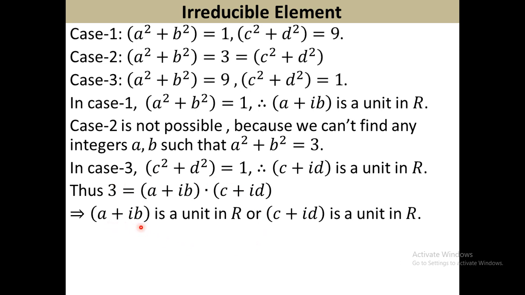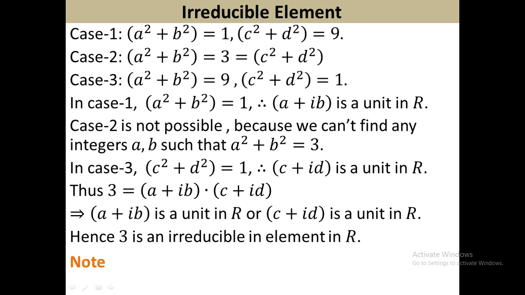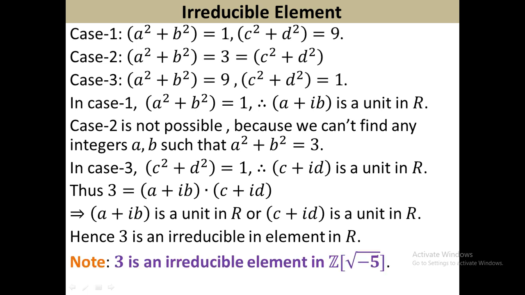So you see that when c is not a unit, and 3 divides ab, it implies that either a is a unit or b is a unit in R. So 3 is an irreducible element in R. Note: 3 is not an irreducible element in Z[root minus 5].